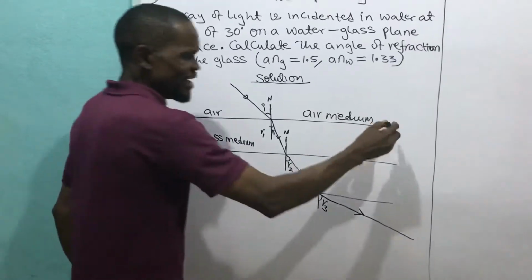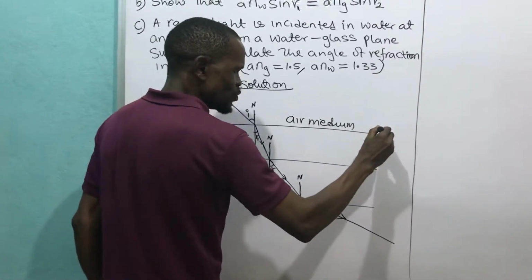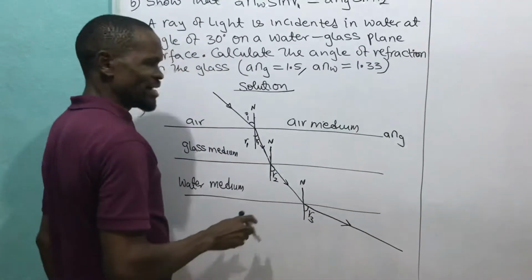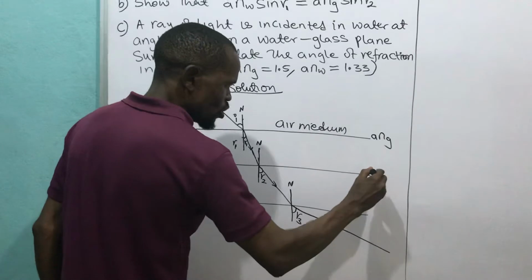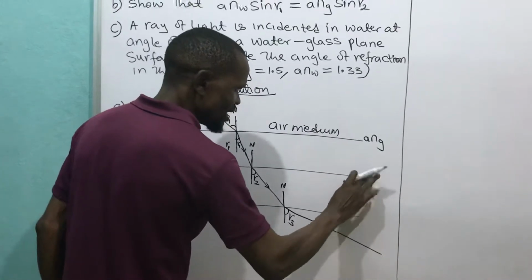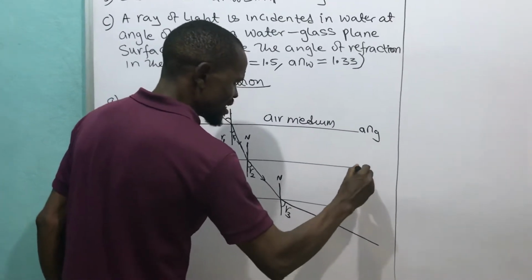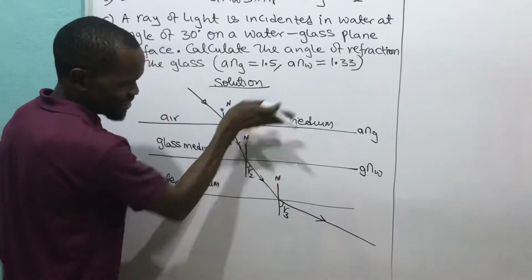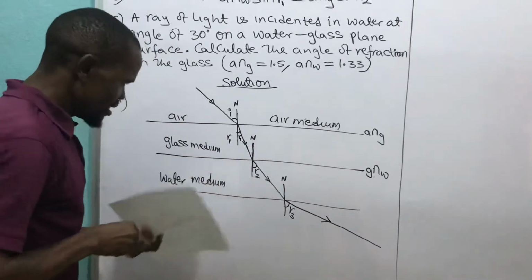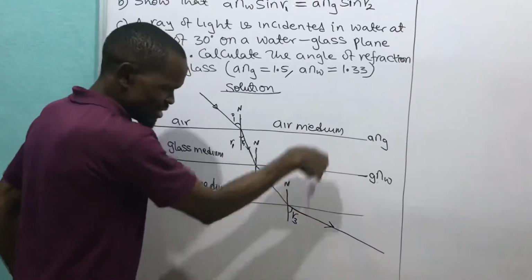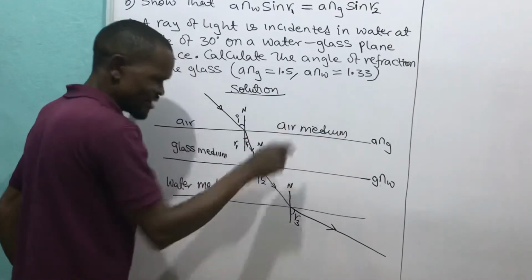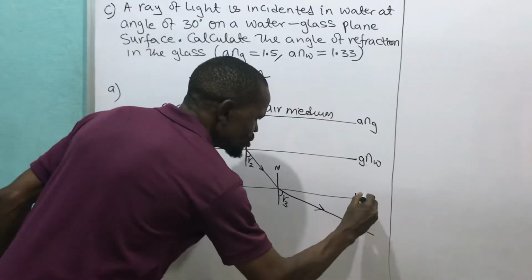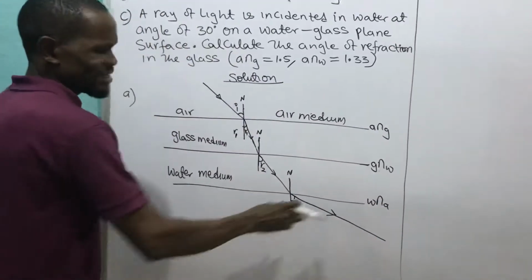Now this boundary is air to glass. That means from air entering the glass boundary. This place is the glass to water boundary, the boundary between glass and water. This place is a glass medium entering water. Here is air entering glass. Then this boundary is called water to air, and that's the refractive index.